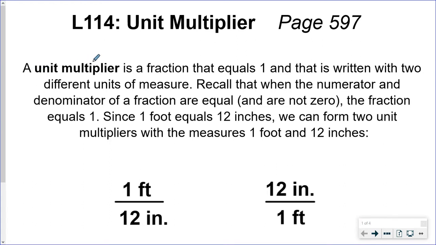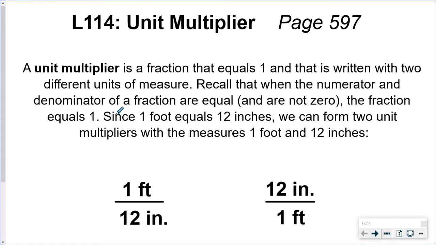It says a unit multiplier is a fraction. But what's so unique about this fraction is that this fraction actually equals 1, okay? But it is written with two different units of measurement, okay? So it's a fraction, it's equal to 1, but on top and on the bottom are two different units of measurement. It says, recall that when the numerator and the denominator of a fraction are equal, and of course they can't be 0, then that fraction is going to equal 1, okay?